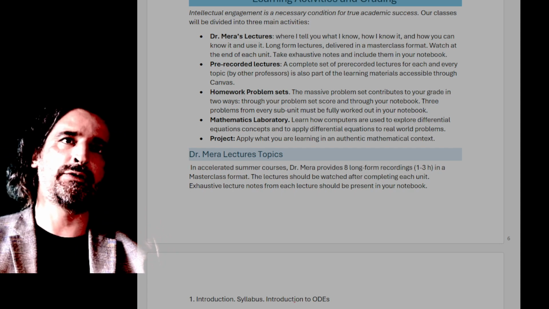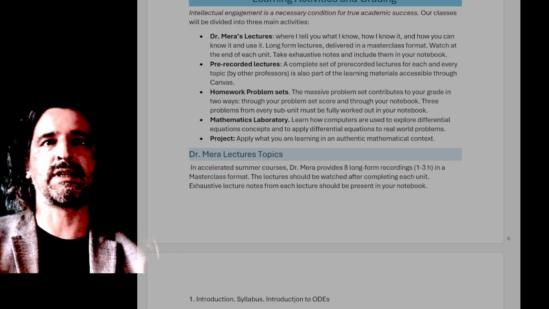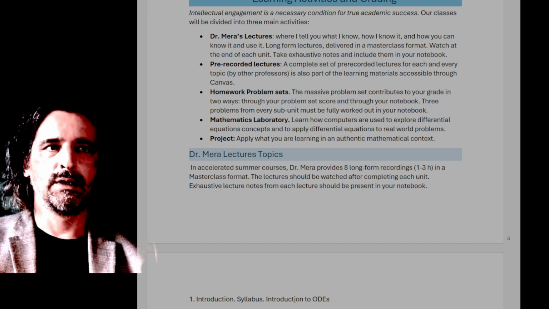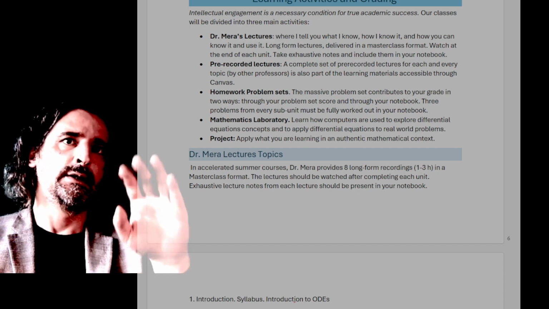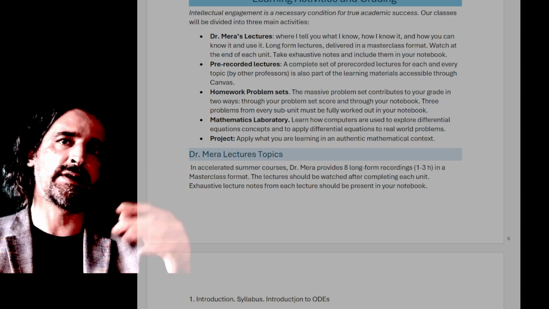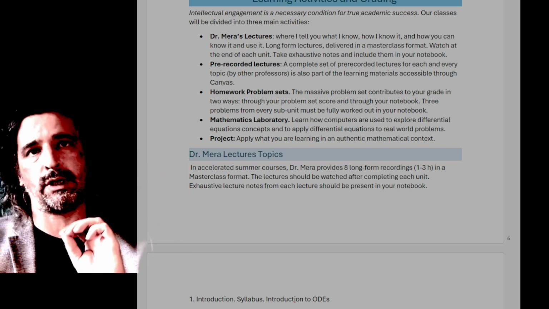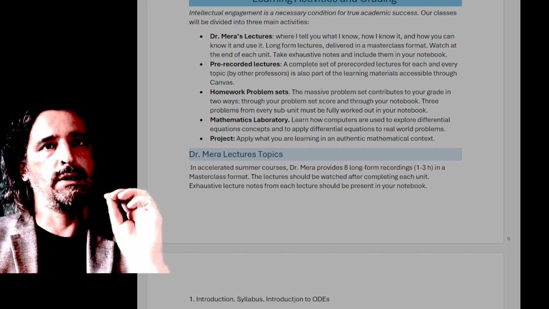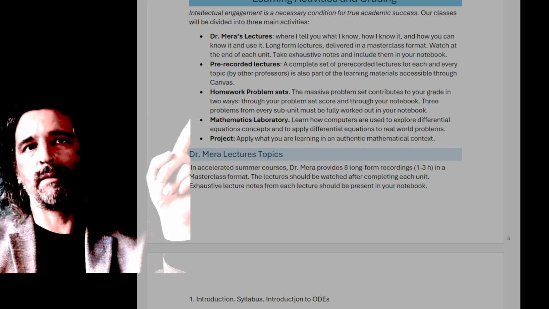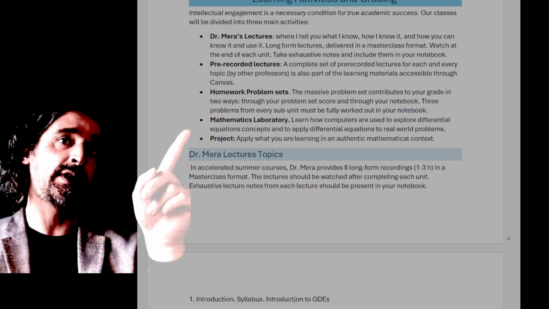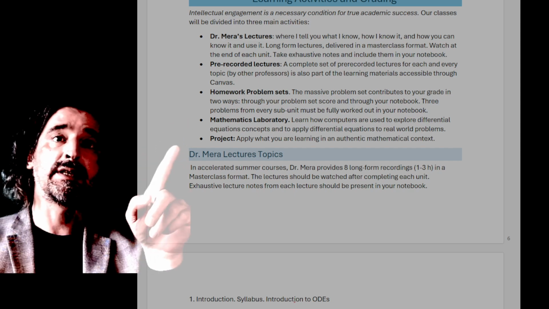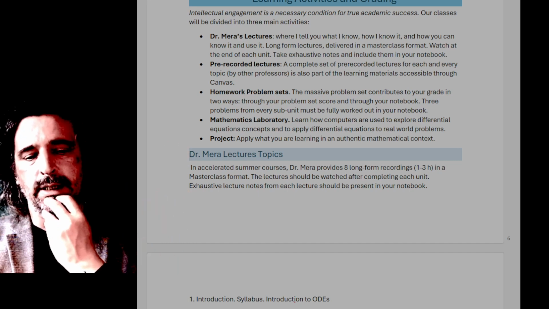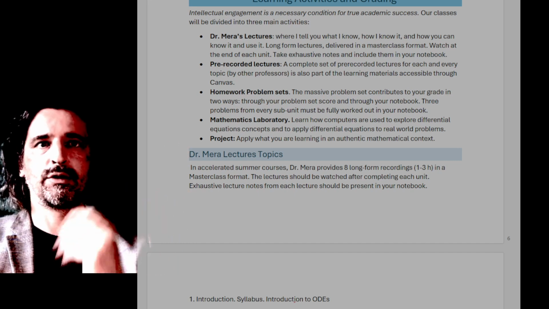There is a set of pre-recorded lectures in Canvas. I will guide you in a second on how that works. There are the homework problem sets. Those are computerized, but you have to solve 3 of every subunit in your notebook. There are the mathematical laboratories with videos already there that you can do. And there is a wonderful project.